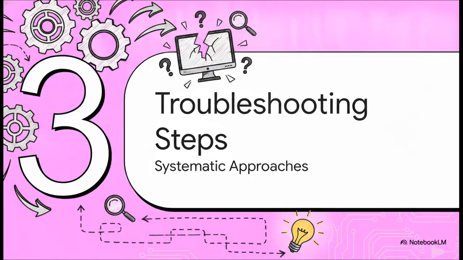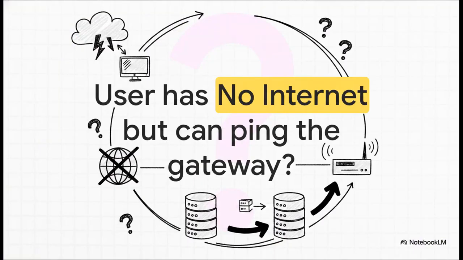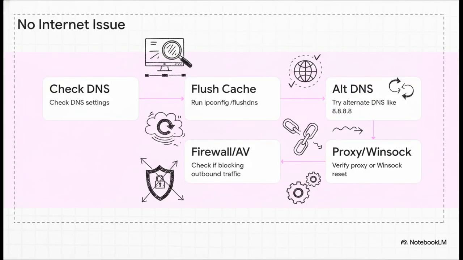Let's tackle Section 3, Essential Troubleshooting Steps. Okay, here's a classic networking curveball. The user says, I have no internet, but your initial test shows they can actually ping the local gateway router. This immediately tells you their local physical network connection is totally fine. So where do you go from here? First, you suspect DNS, because they can reach the router but not the wider web.